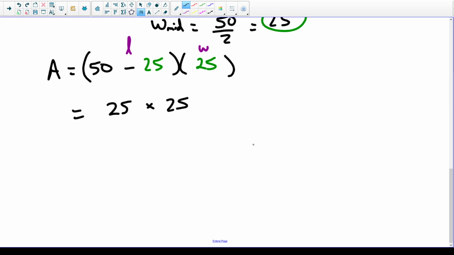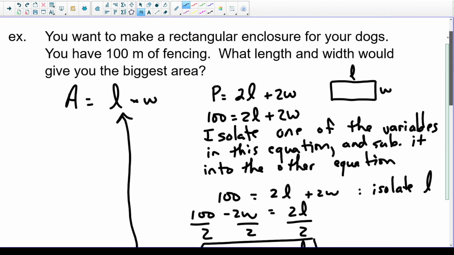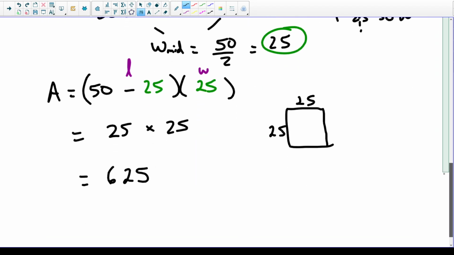Our rectangle is actually not a rectangle. It's a square that has a length and a width of 25 by 25. And if we multiply 25 times 25, we get the maximum area of 625. And I believe the units were meters. Let me just go check. Yes, the units are meters.